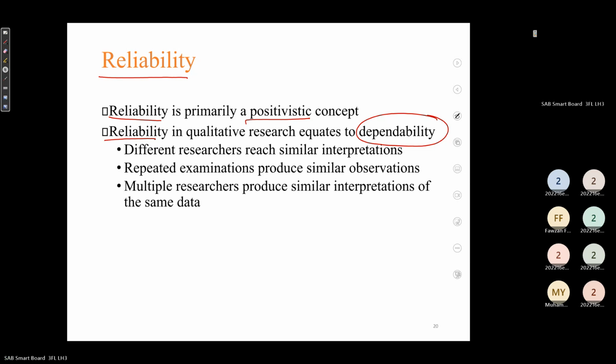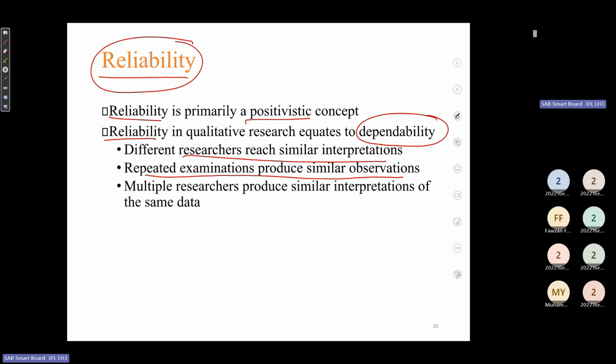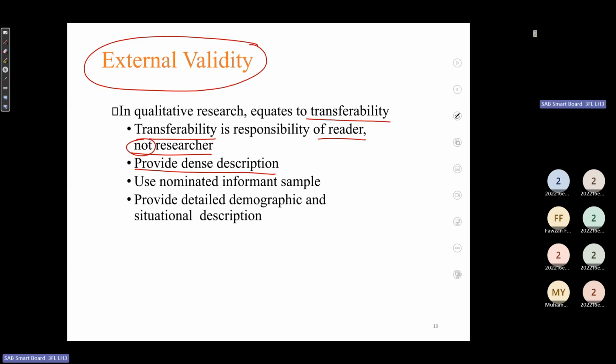It depends on whether different researchers come to similar interpretations. Let's say JK was investigated by 3 research teams, they should come up with the same or at least similar interpretation. Repeated examination producing similar observations also increases dependability, and so do multiple researchers producing similar interpretations of the same data. Reliability is a positivistic concept; in qualitative research, we call that dependability. External validity, again, is a positivistic concept, but in qualitative research, what do we call that? Transfer, whether we can transfer that to outside.